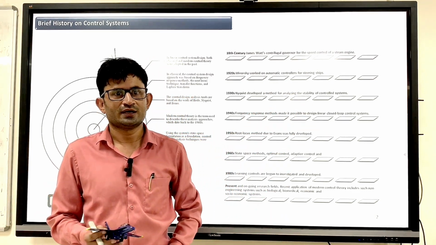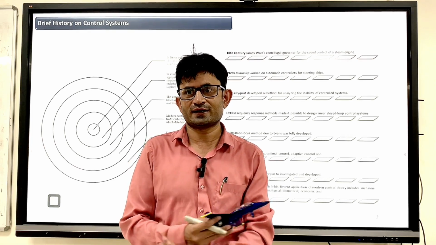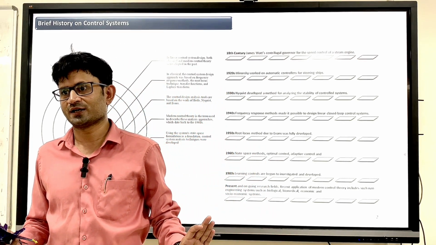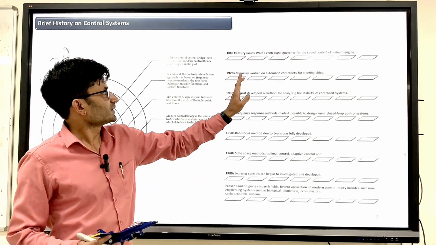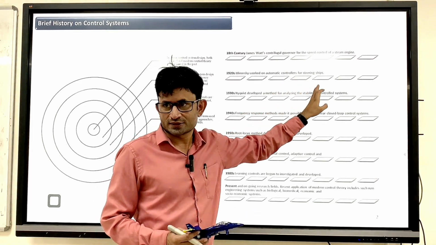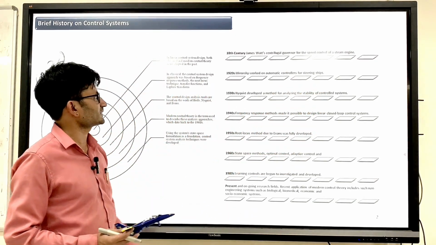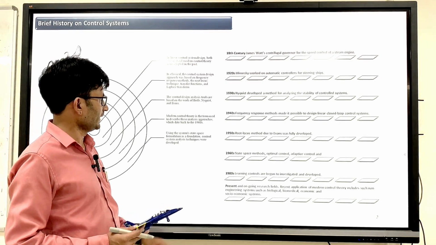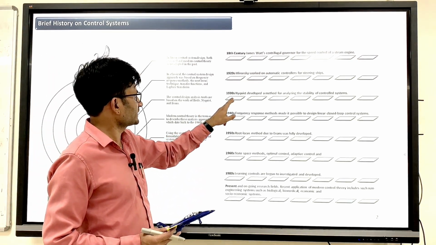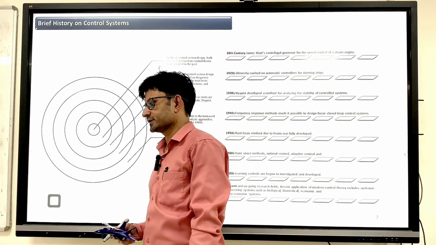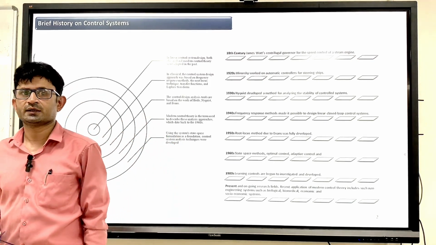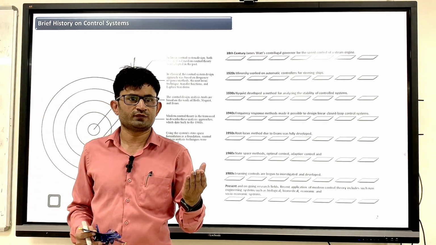So you can see there is no mention of aircraft, right. The controller had not been used in the aircraft till then. Speed governor and steering the ship, okay. In this application it had been used. Now in 1930, Nyquist developed the method for analyzing the stability of the controller. Later we will discuss the stability of the controller, like up to what region the controller will be stable.